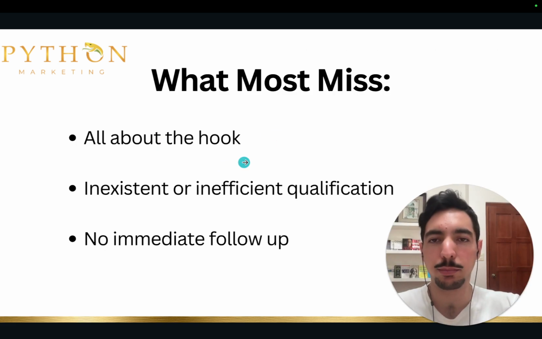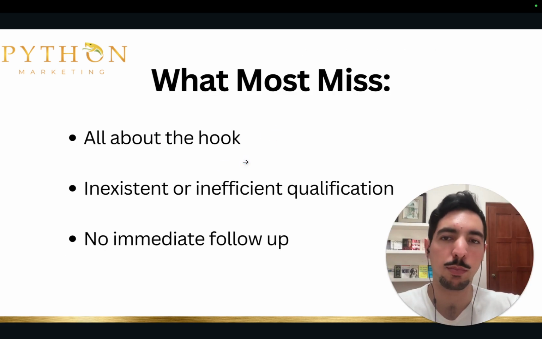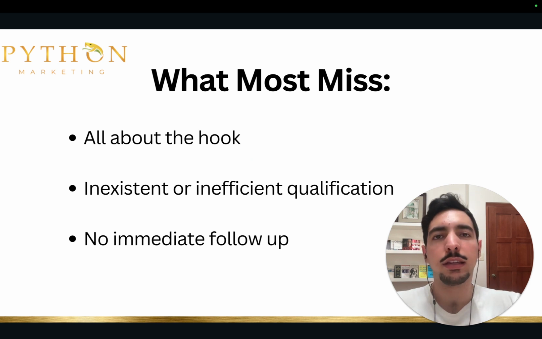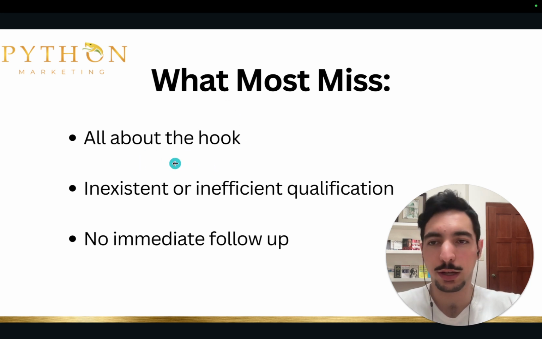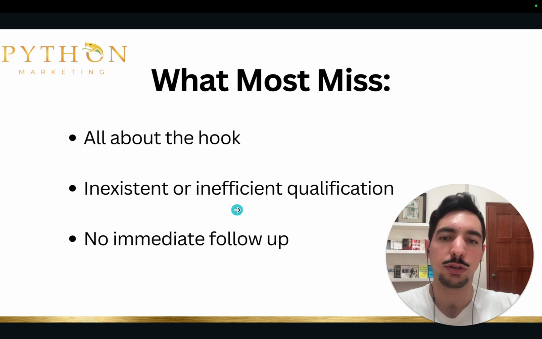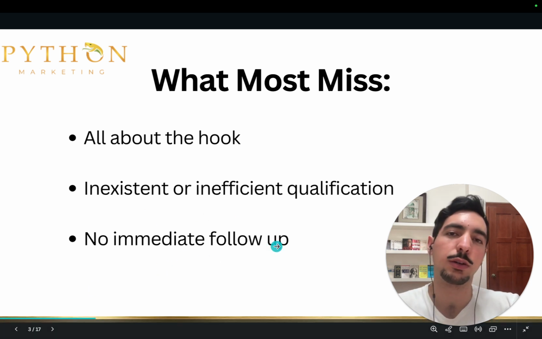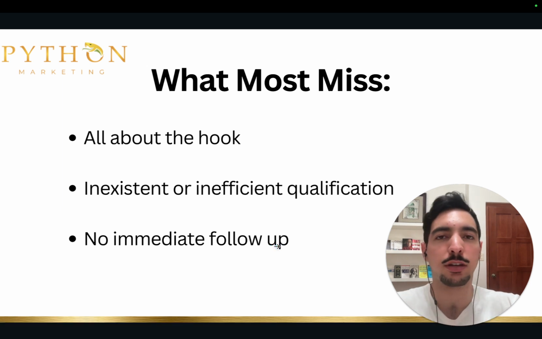And these are the 3 main issues that cause solar pros to burn thousands of dollars without really knowing how to optimize and get better results. Number 1, it's all about the hook. Number 2, they don't qualify leads at all or just don't do it correctly. And finally, they don't follow up immediately after somebody opts in.